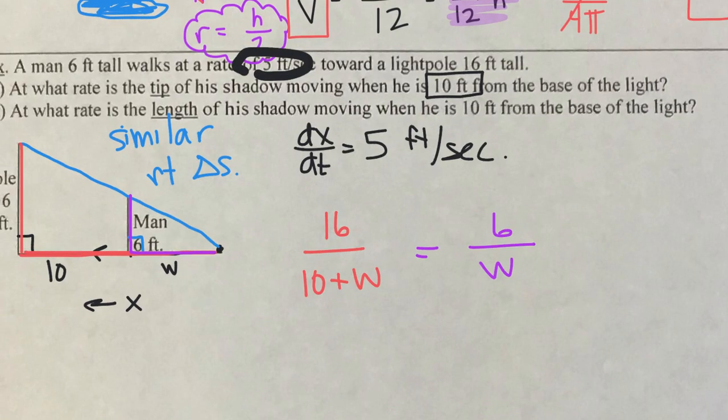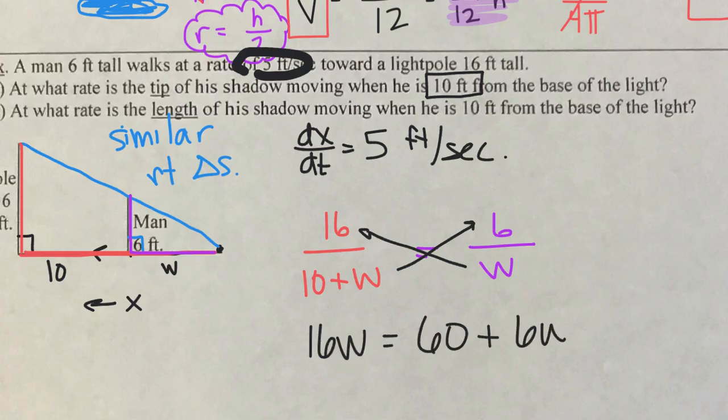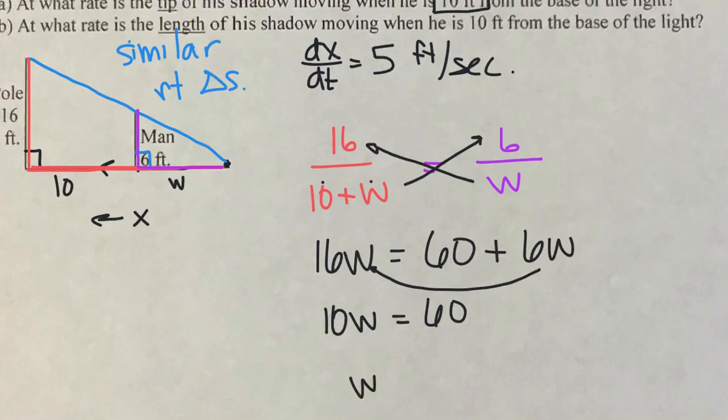Let's solve it for W. We first do that by cross multiplying. 16W equals 60 plus 6W. I have to multiply it by the 10 and the W, so I need to distribute. Solving for W means I bring my W over here, right? That's now 10W equals 60. So that means W equals 6.